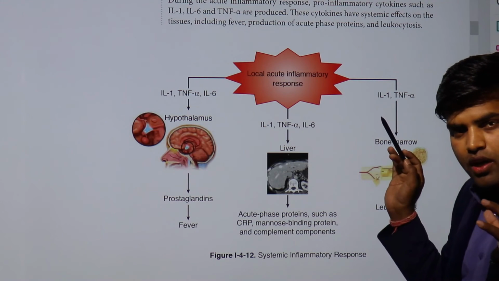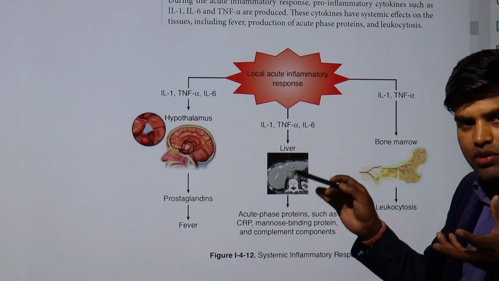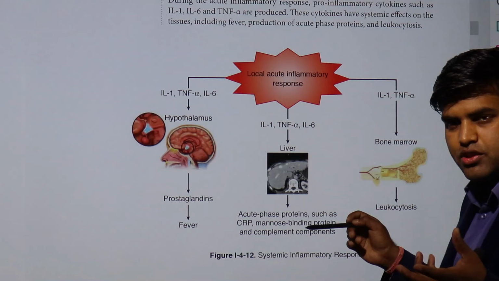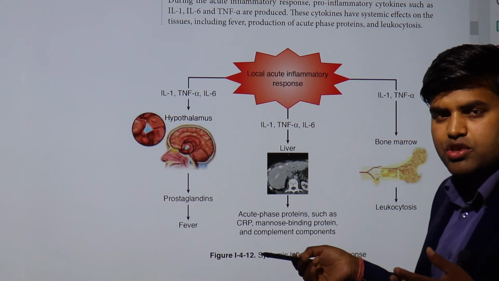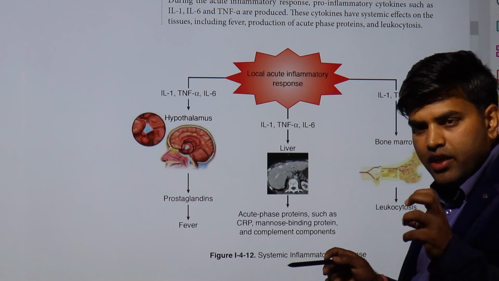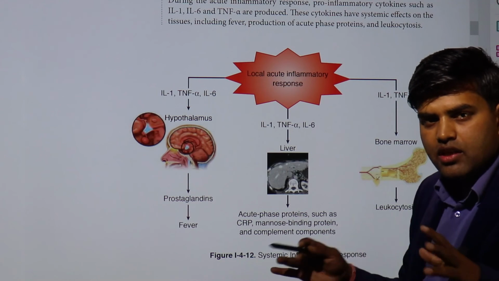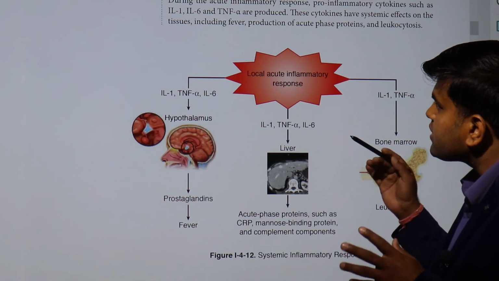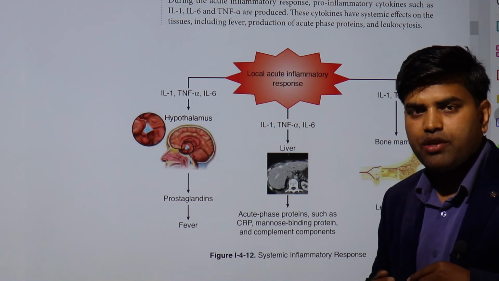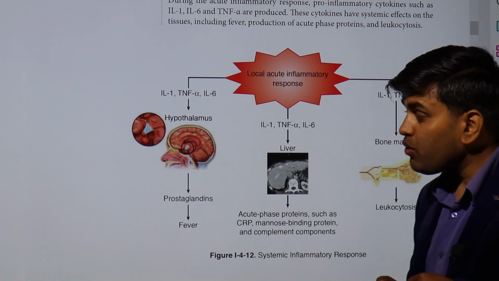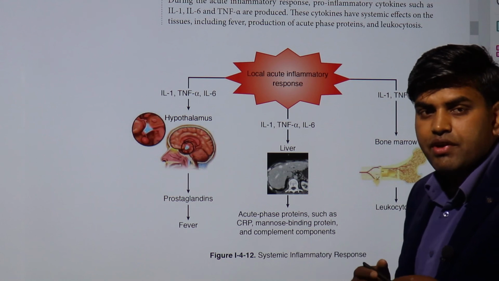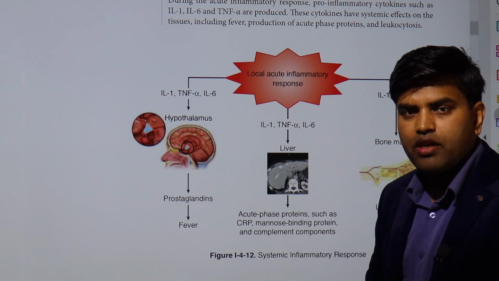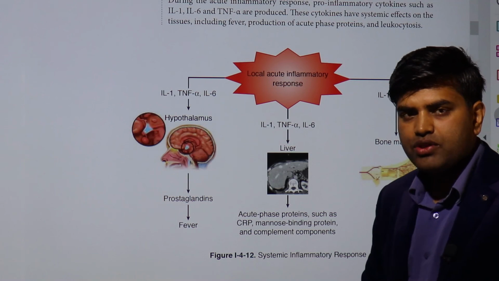Interleukin 1 and TNF alpha also act on the bone marrow and cause leukocytosis. So more and more cells will be produced, and more of your policemen, your army, will go into the peripheral blood circulation and then to the tissue injury site and try to win the war, try to kill the bacteria or all the foreign invaders. So these are the systemic effects of your local acute inflammatory response. Hope you have understood. This is a very important chapter, a very important concept to deal with USMLE questions, and there will be one question on it.